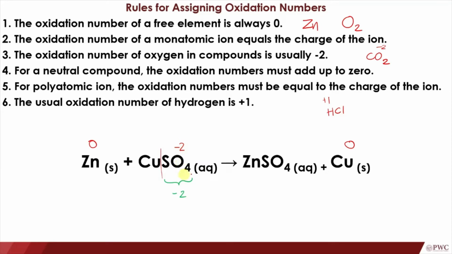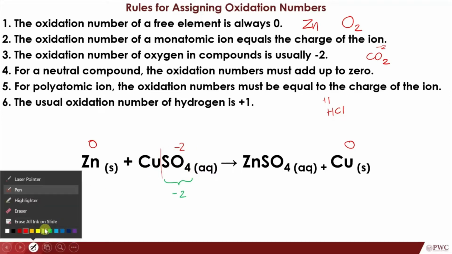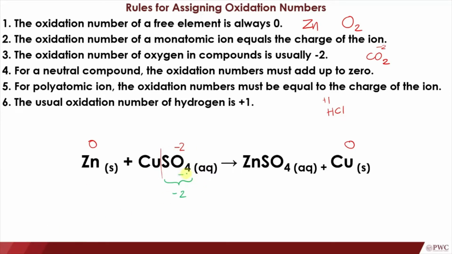If the oxidation number of oxygen is -2 and we have 4 oxygens, then overall the charge of these oxygens in this sulfate ion would be 4 times -2, that's -8, right? Again, the overall charge of this sulfate ion must be -2. If the total charge of oxygen is -8, what should be the charge of sulfur in this ion?